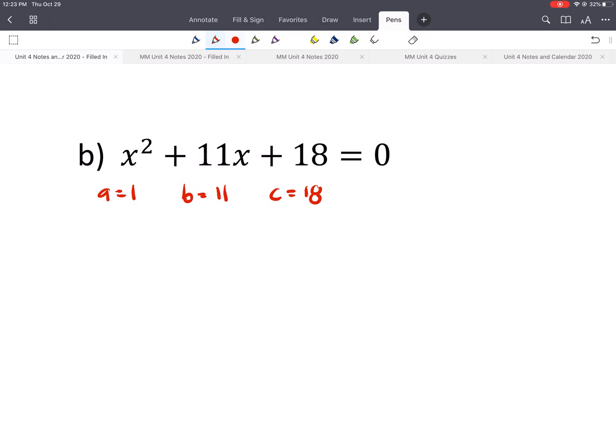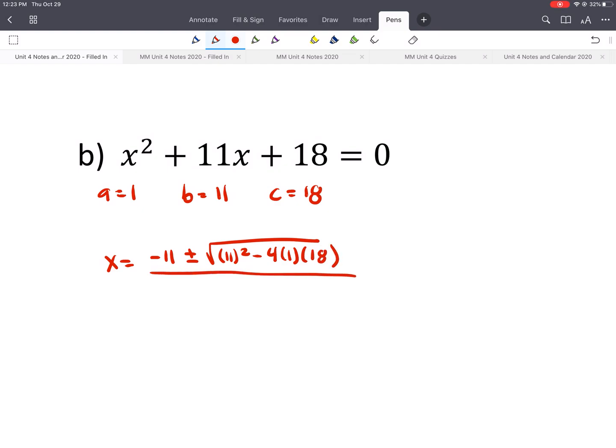Okay, anyways, so now we'll plug everything in. x equals negative b plus or minus the square root of b squared minus 4ac all over 2a. Okay, again, so that is your 2 solutions.